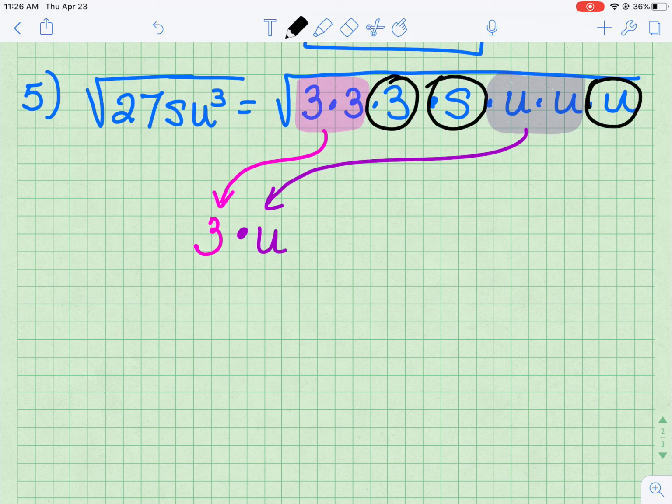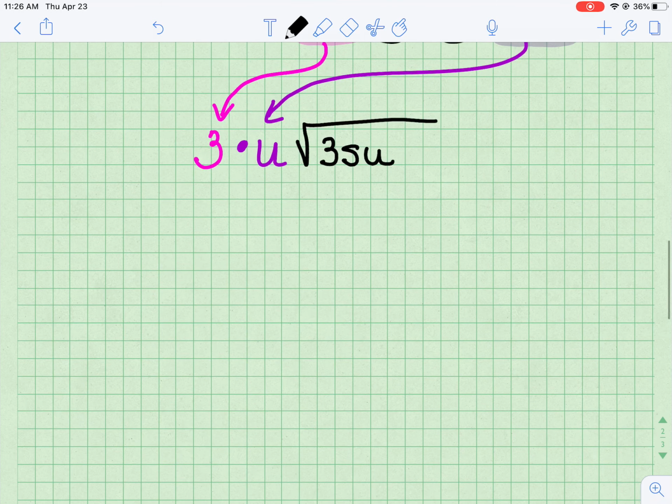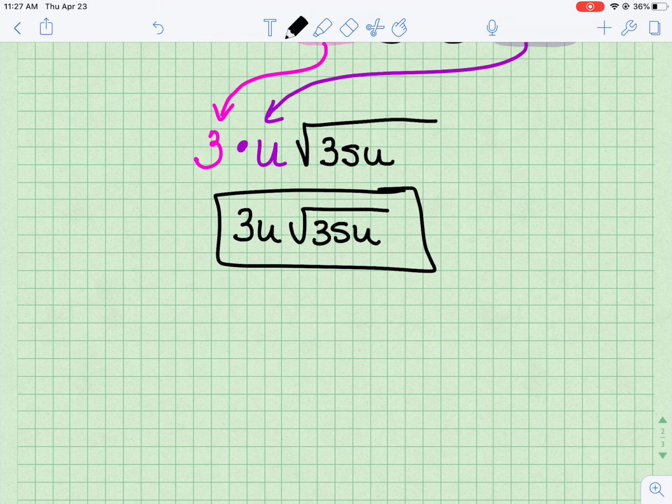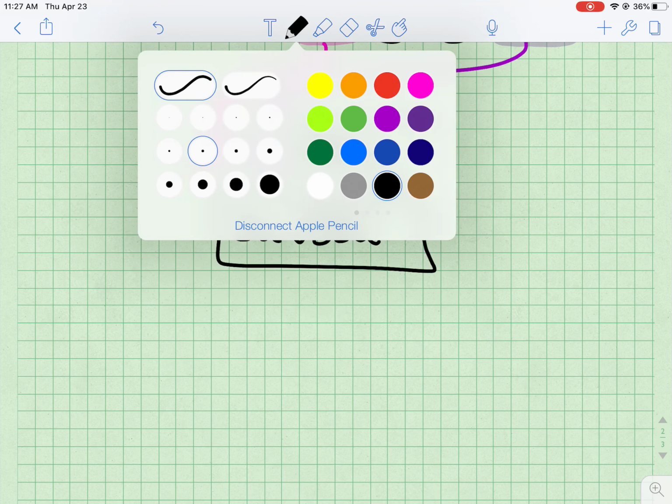I circle them on purpose because if I get a long string of numbers and letters, I want to make sure I don't lose who's left behind, okay? And so then I have the square root of 3su. So my answer is 3u square root of 3su. That's my simplified answer. It actually looks a little more complicated, but again, you need to simplify it to the most simplest radical way. So that's number 5.